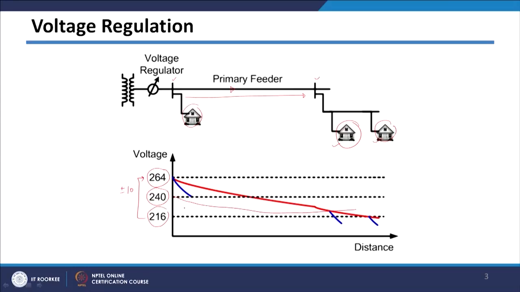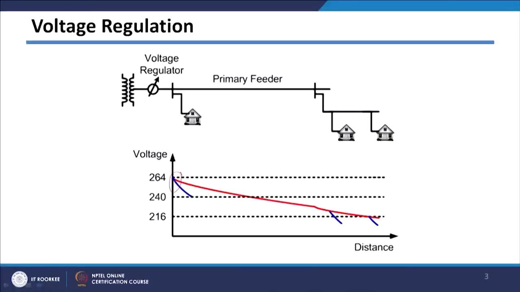Whenever there is a loading condition, the voltage drop will increase and the voltage will reach some lower values. So, it may cross your limit, that is 216. It will go below that particular level.